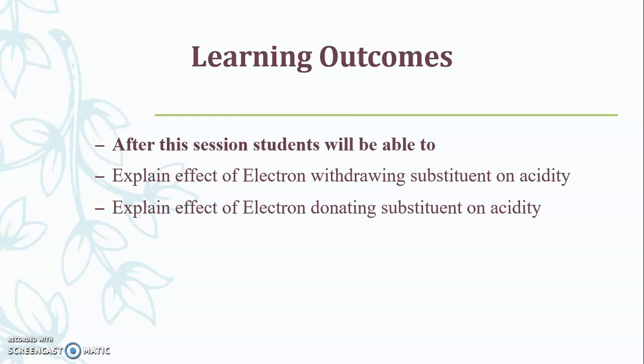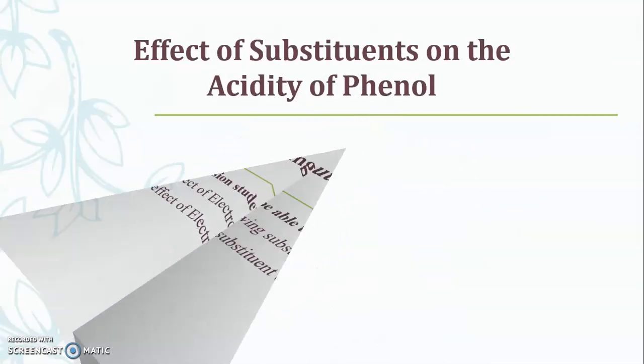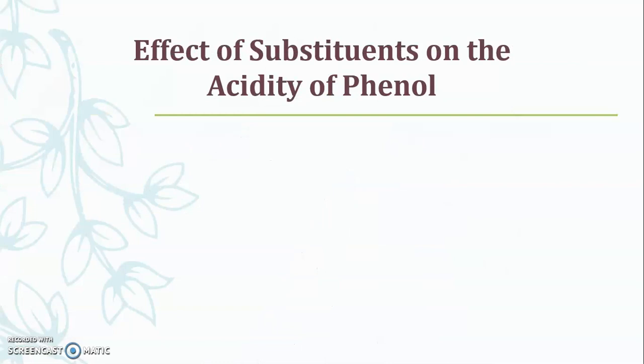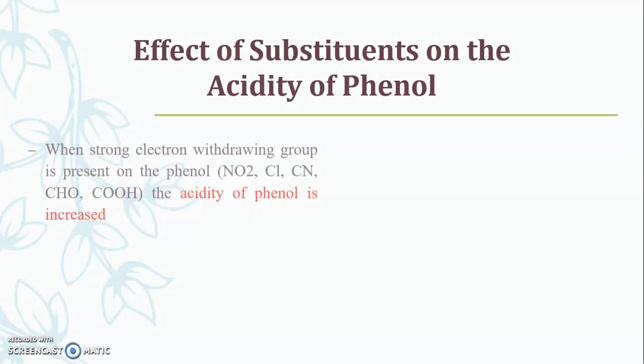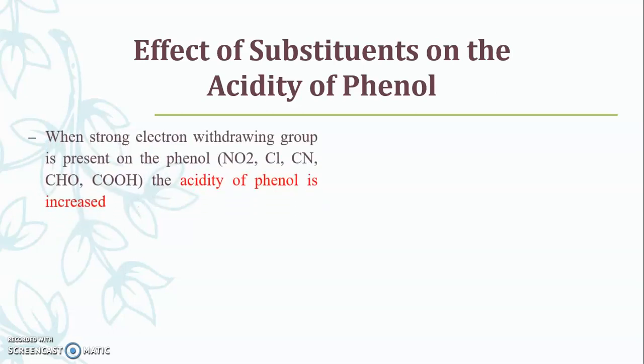We know that there are two different kinds of substituents: one is the electron withdrawing substituent and the other is the electron donating substituent. So what is the effect of these substituents on the acidity of phenol, that we are going to discuss. The first point is the effect of electron withdrawing substituents on the acidity of phenol.